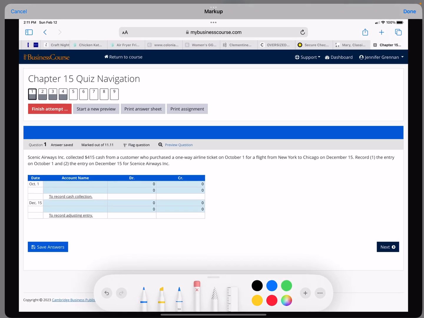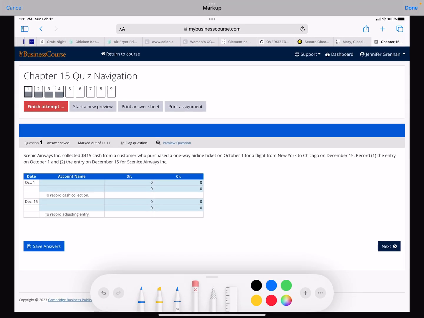2015 quiz. So I've done this in screenshots so that I can mark on it versus doing it actually in mybusinesscourse.com. You can fast forward if you're just interested in specific questions, but I'm going to go through each 1 through 9. So this first one is around deferred revenue.